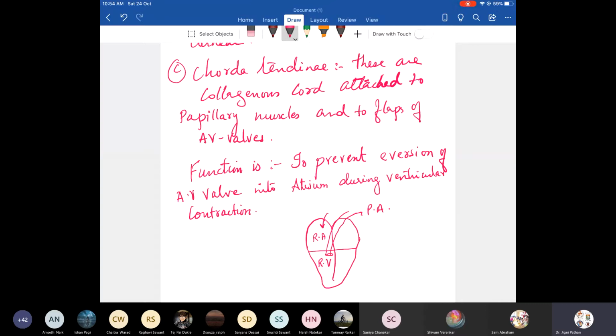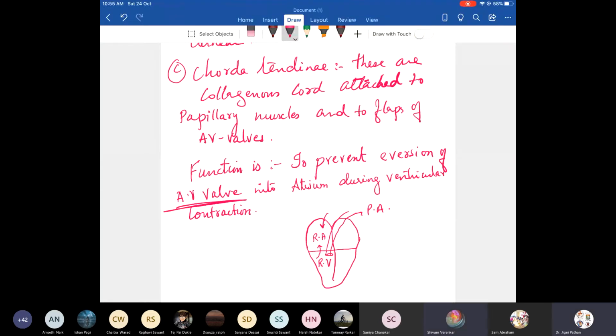When the ventricle contracts, there might be a chance that the blood can go back to the right auricle. That's the reason these AV valves are needed. Understood why the AV valves are needed? To close the gate between the auricle and the ventricle. When the right ventricle contracts, the blood should not go back to the right auricle. It has to go through the pulmonary artery only. Are you understanding?